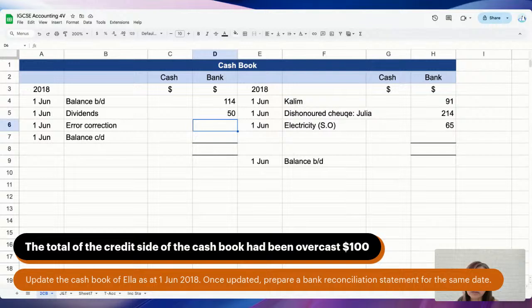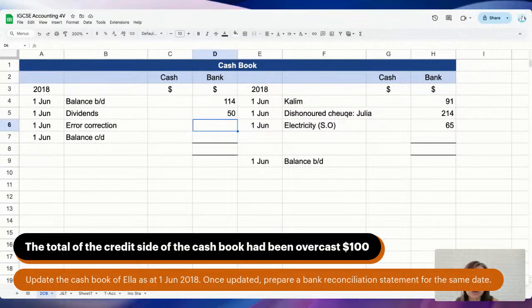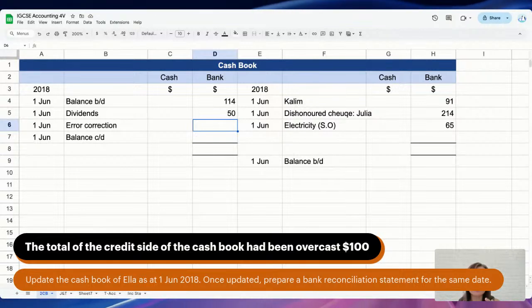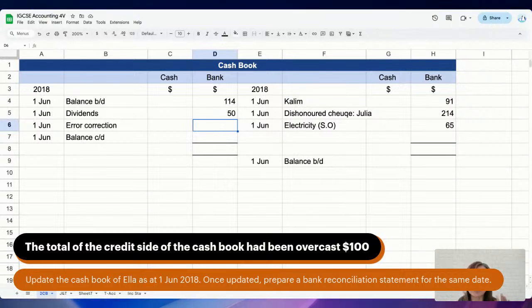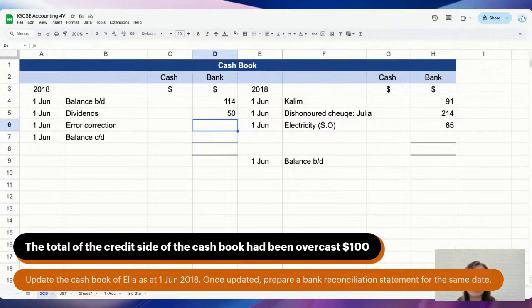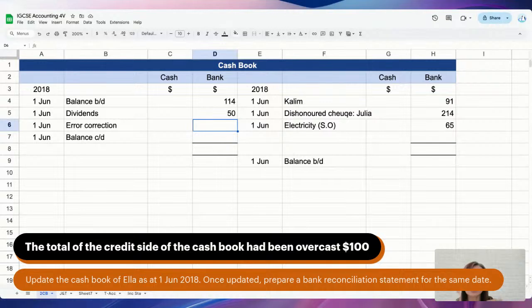Okay. All right. The total of the credit side of the cash book has been overcast by 100. In this sentence, it means that in Elia's cash book, on the credit side, the bank column is overcast, that means over, that means more, by 100. So in order for us to correct this, we need to debit it, because it's over on the credit side, so we need to debit it.